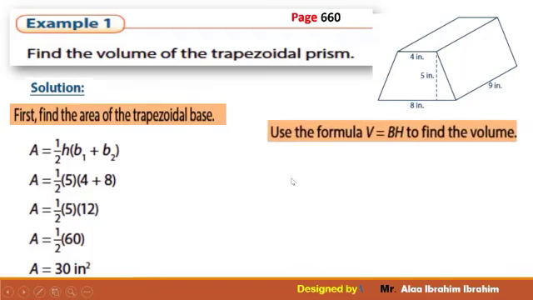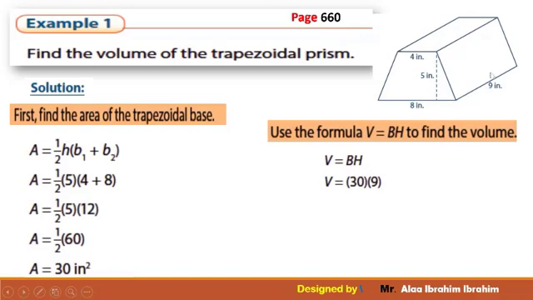Now I have to go into the other part. How to find my volume? Volume is B times h. I bring now B, the area of the base, 30. So I put my formula: V, meaning volume, equals B times h. B here is 30, so 30 times the height, the distance between this base and the other base, this 9.